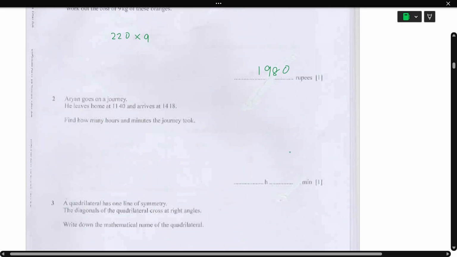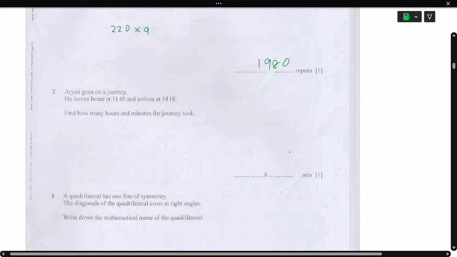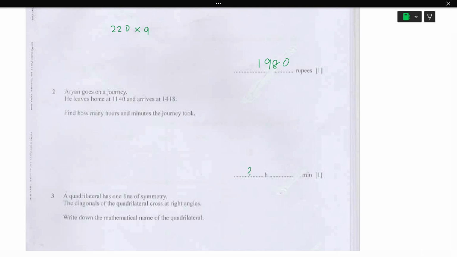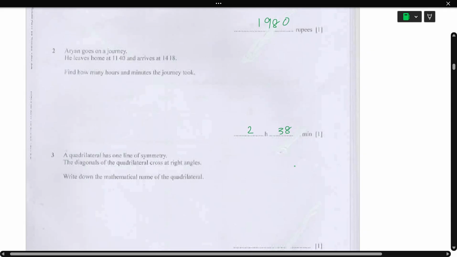Next question. Aryan goes on a journey. He leaves home at 11:40 and arrives at 14:18. How many hours and minutes did the journey take? So which is 2 hours 38 minutes.